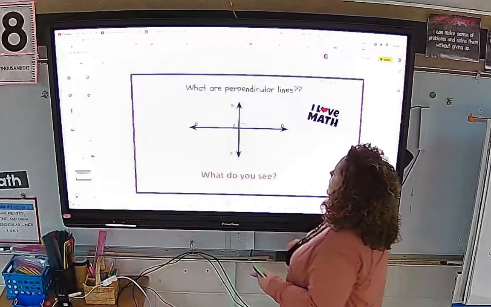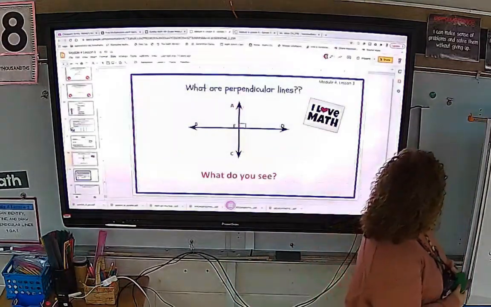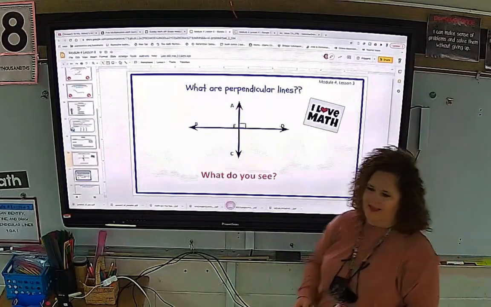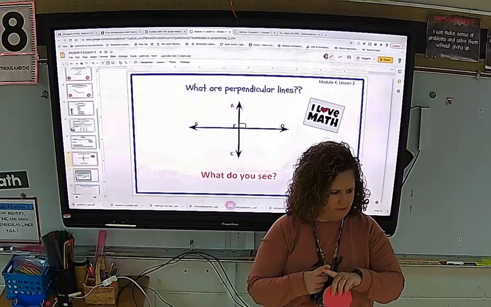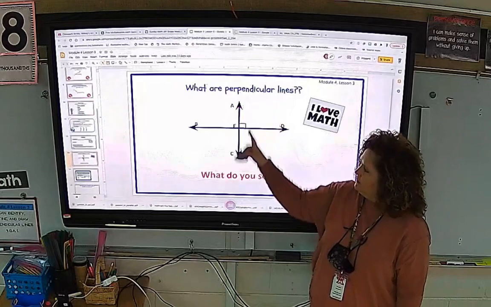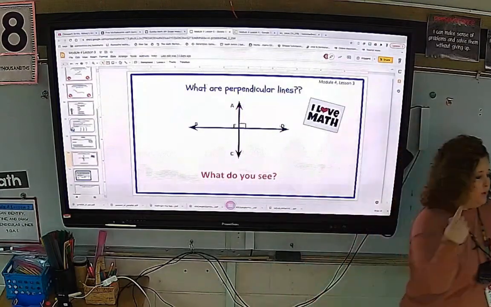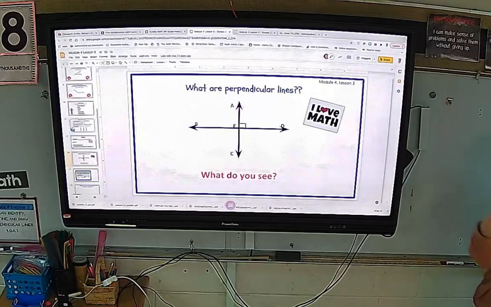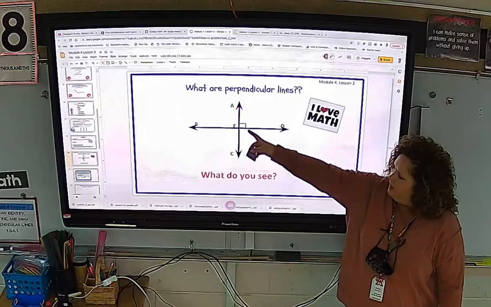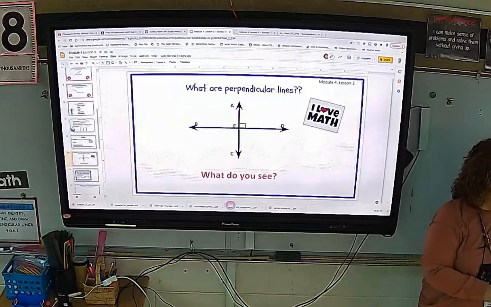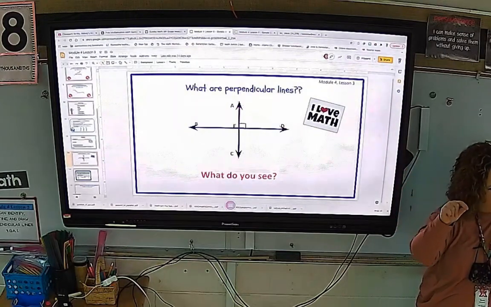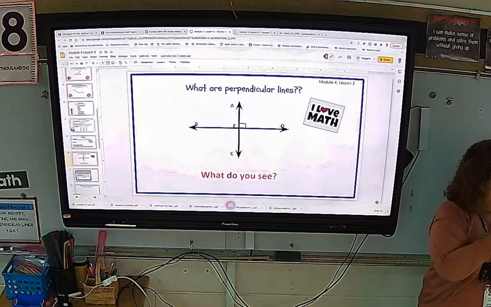All right, so what is a perpendicular line? Perpendicular lines are lines that cross each other. They run into each other, like a plus sign. You see how these two lines have run into each other. But when they do, they create right angles. I don't know if you remember this, but last week when we started talking about angles, we said if the little arc right there in the corner was a box, it is a right angle.